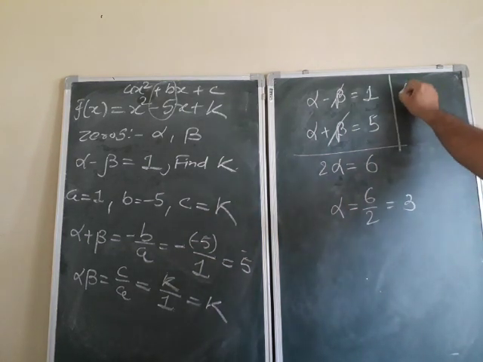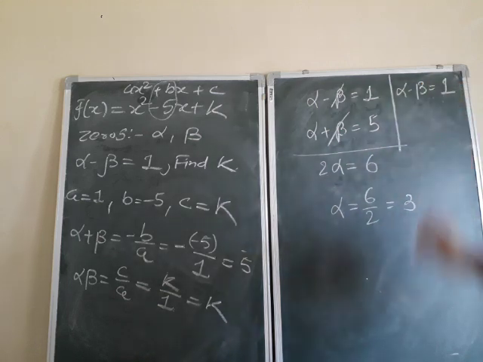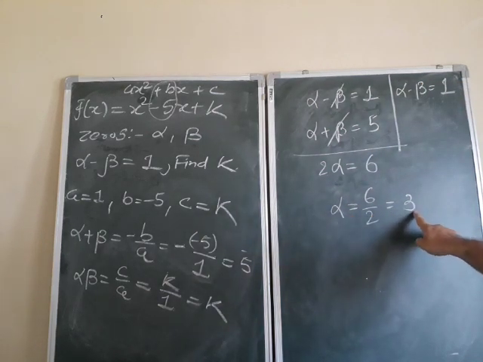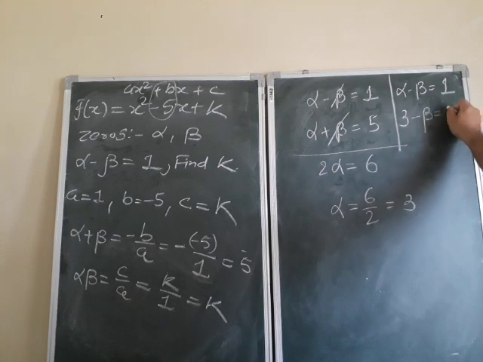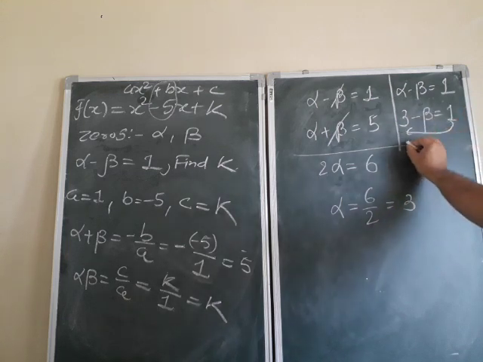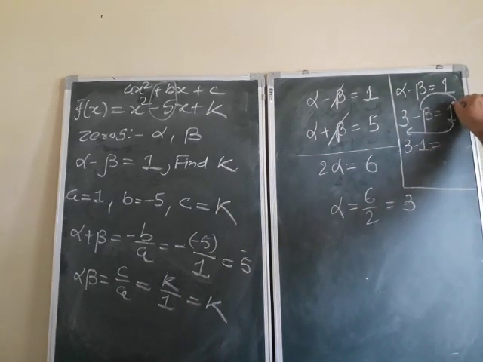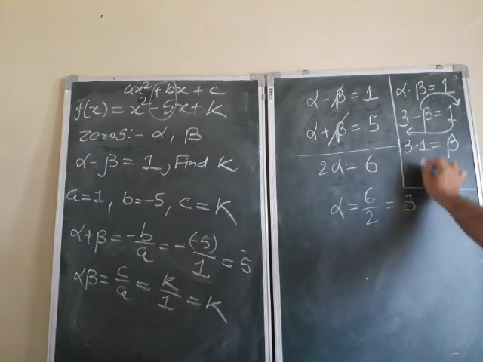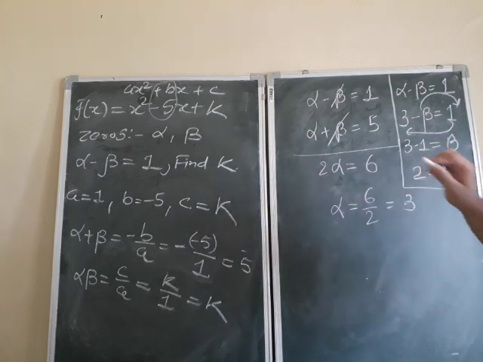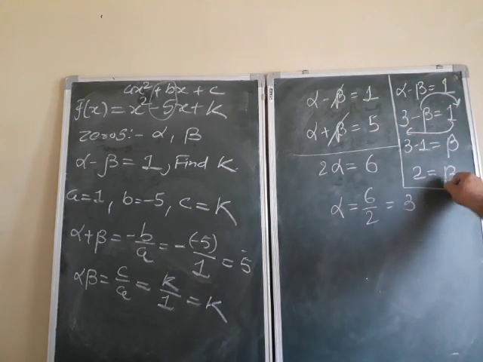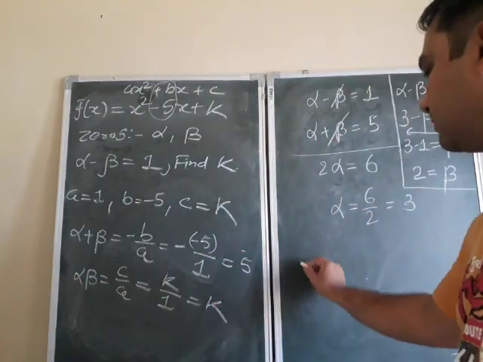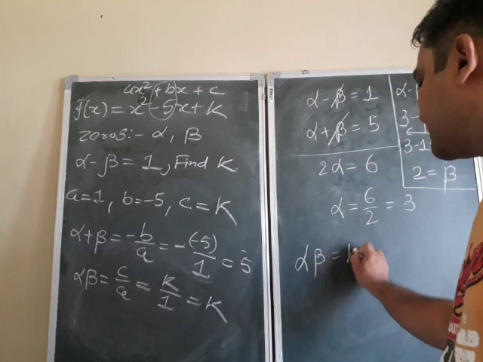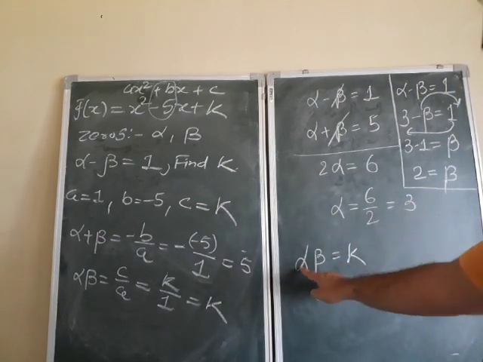Now see, alpha minus beta is already given as 1. Alpha is here 3. So I am substituting the value of alpha here. So it is 3 minus beta is equal to 1. Now plus 1 on this side, so it is 3 minus 1, and minus beta on this side, so it is plus beta. Now 3 minus 1 is 2, and it is equal to beta. So alpha is 3 and beta is equal to 2. Okay. Now you know alpha into beta is k. Alpha is 3. Substitute here 3.